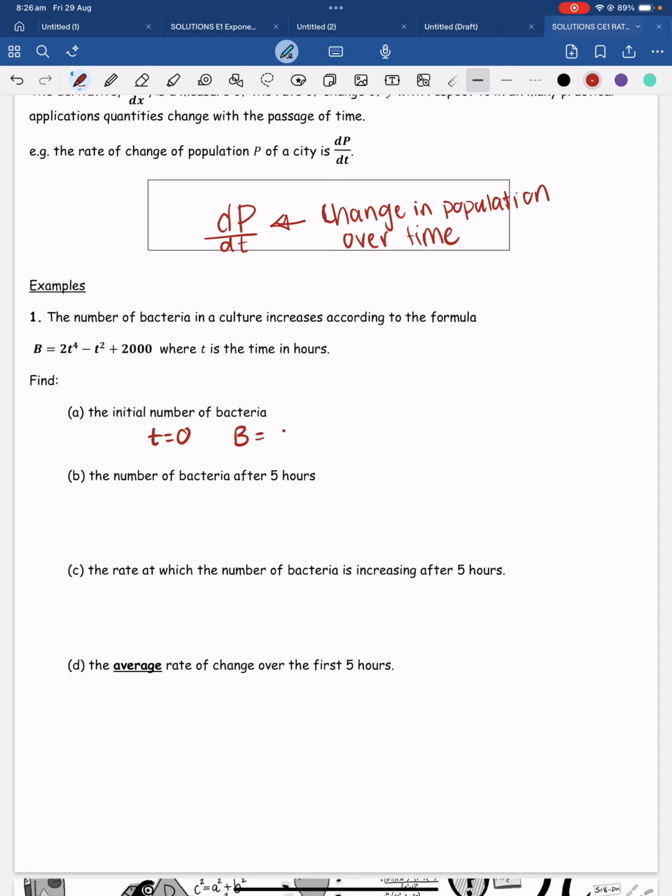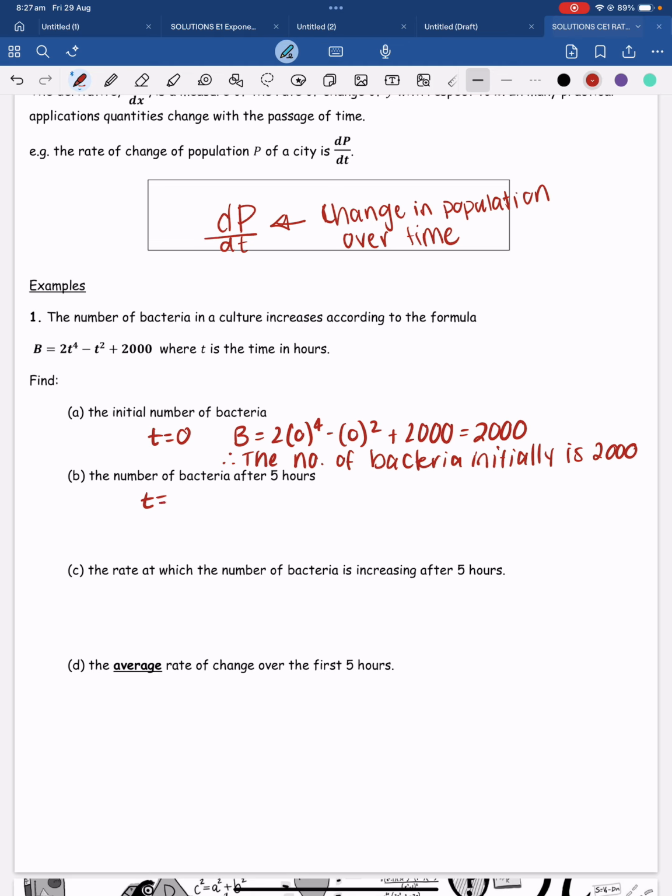So I'm going to show my working. And I get 2,000. And therefore, putting it back in a worded answer because it's a worded question. We get 2,000. The number of bacteria after 5 hours. So I'm going to say, well, I know that's when T equals 5 because it tells me that T is time in hours. So again, subbing that in.